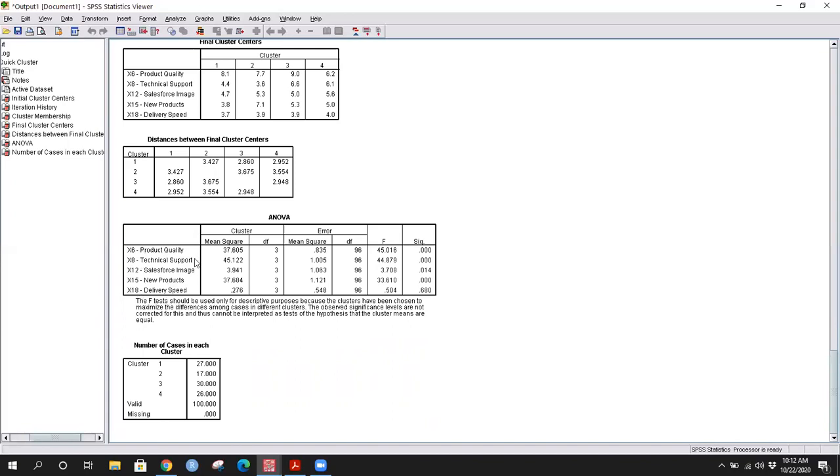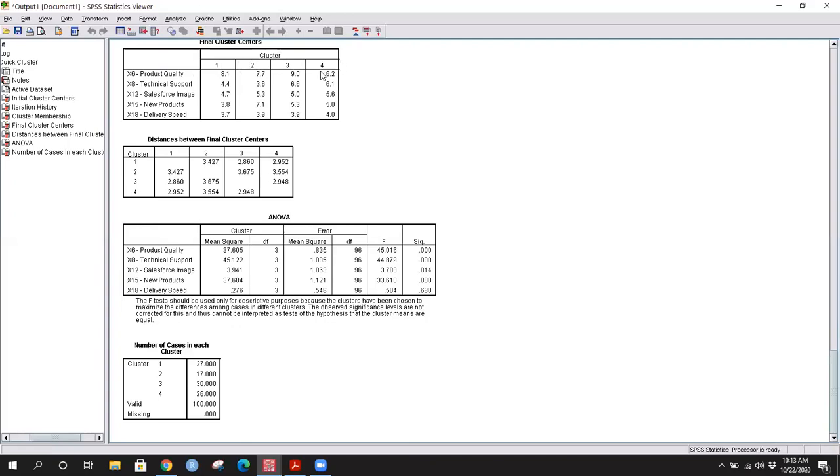So indeed, what I'm going to do here is test the null hypothesis that the mean score on product quality for each of the clusters is equal. It's like I'm going to test it for this table. So I'm saying that the mean for product quality, that is 8.1, 7.7, 9, 6.2, respectively for cluster 1, 2, 3, and 4, is equal.